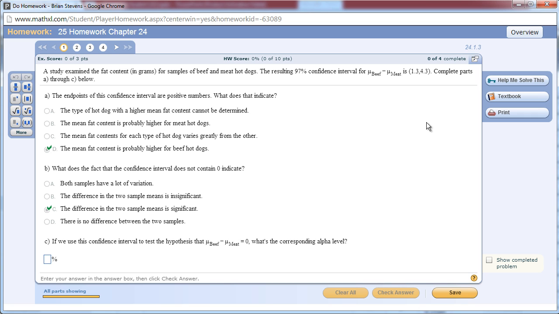If we use this confidence interval to test the hypothesis that mu, I was actually answering the next question, I didn't even look. There we go. It's a great question, it's important to always notice. It's just the same as doing a two-tailed test with a 3% alpha level. Very important to notice that right there.